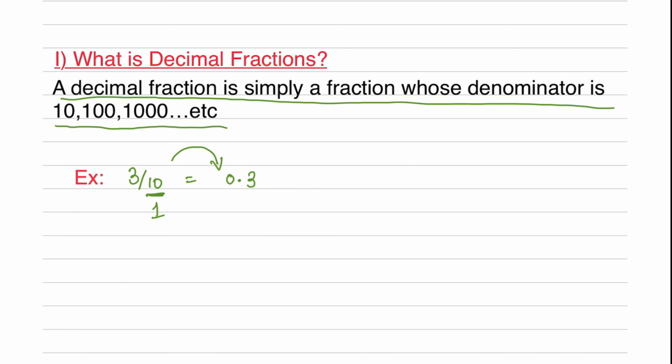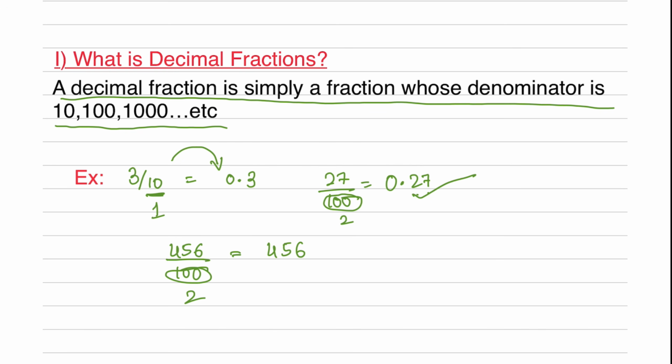Let's take another example, 27 by 100. Now write 27 as it is and see how many zeros are there. 2. So after 2 digits, keep the decimal point. So 0.27 is the decimal fraction. Let's take another example, 456 divided by 100. Now write the number as it is and see how many zeros are there. Again 2. So after 2 digits, 1, 2, keep the decimal point. It will be 4.56, the decimal fraction.